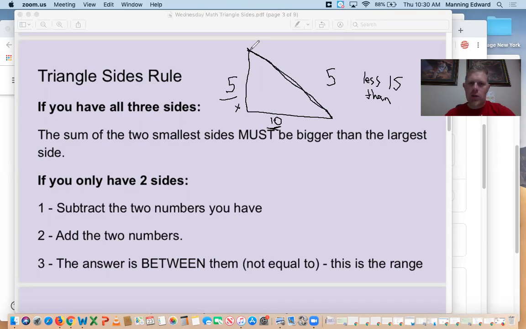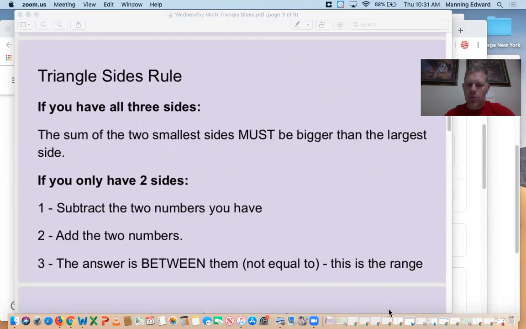So I know that this side right here, I could even do it in red, is between 5 and 15. So it could be 10. Strangely enough, it could actually be 6, even though it doesn't look like it could be. You'd have to make the triangle look a little different, but 6 would still make that triangle. All right, let's look at an example.